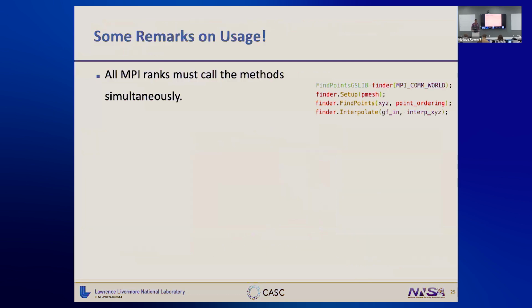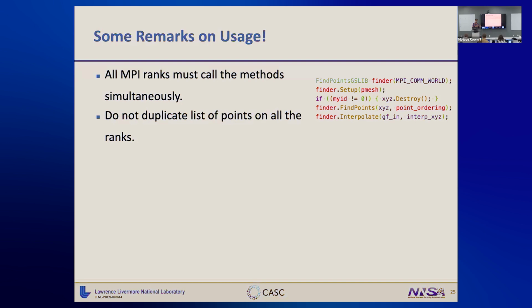Some remarks on usage before we go to questions. So it's important that all MPI ranks call the method simultaneously. This is a common pitfall, because all the methods have global communication. So sometimes the user tries to do it on just one rank, and then they find that the process hangs. So just remember, all the ranks have to call the method simultaneously.